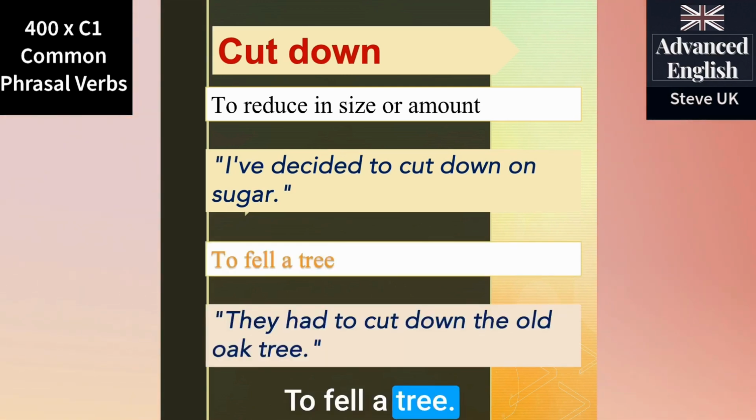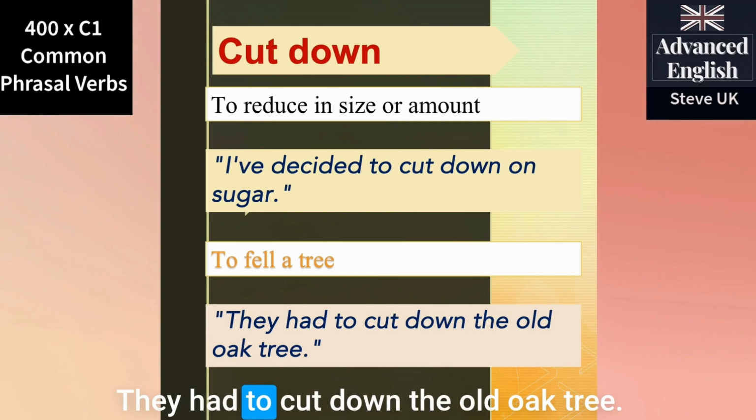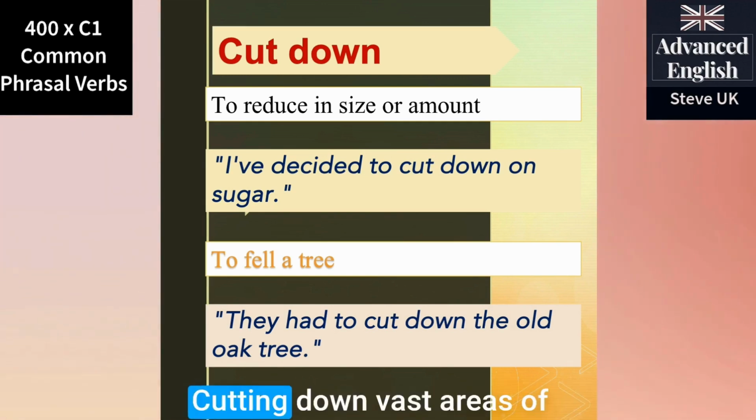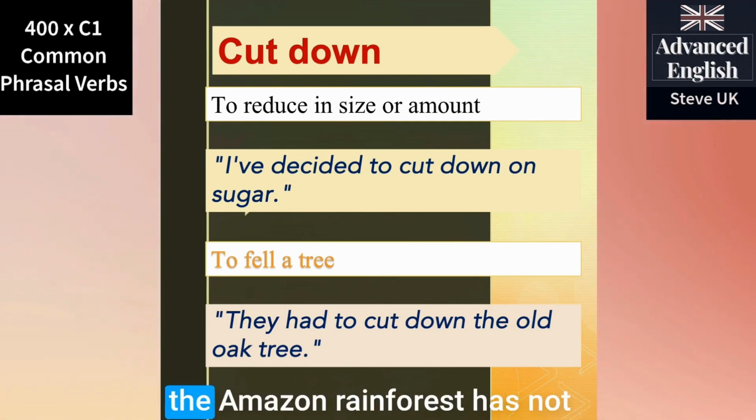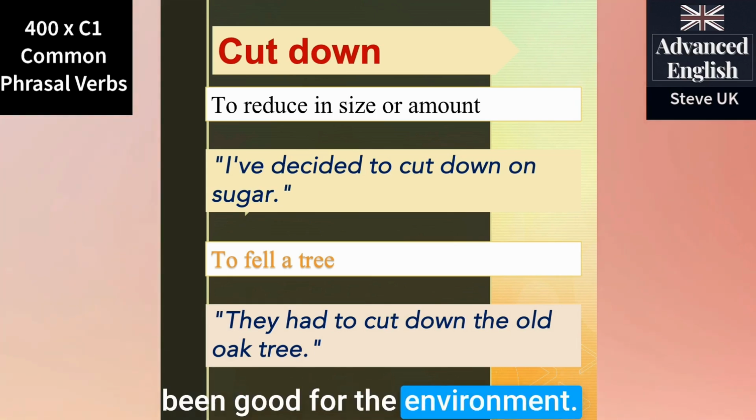To fell a tree. They had to cut down the old oak tree. Cutting down vast areas of the Amazon rainforest has not been good for the environment.